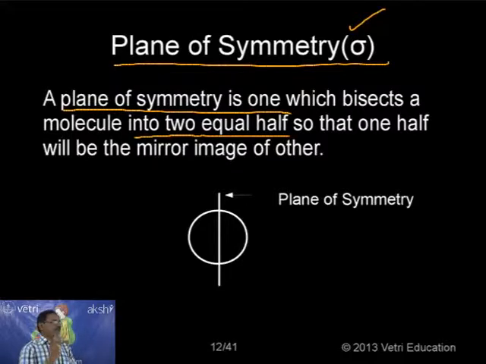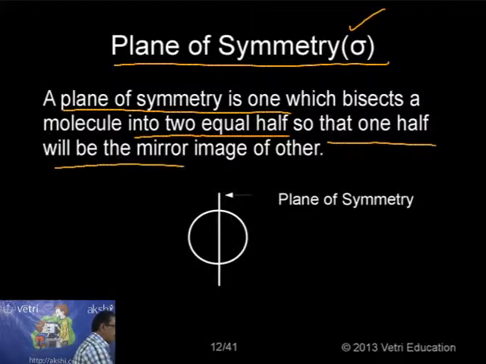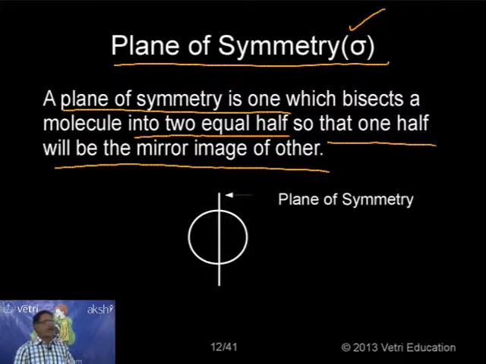Any plane which bisects a molecule into two equal halves, so that one half will be the mirror image of the other. Let me repeat again. A plane of symmetry is one which bisects a molecule into two equal halves, so that one half will be the mirror image of the other.